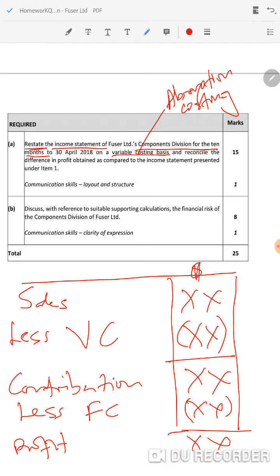So go back to your script. Did you categorize variable costs separately from the fixed costs in coming up with the profit for the 10 months for the components division? So that was the first part of the required.